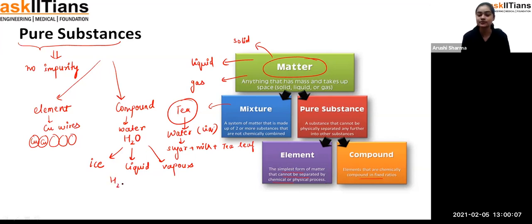That is H2O, right? Hydrogen is 2 and oxygen is 1, so they are present in the ratio of 2:1. Fine. So that's why we have matter, mixtures, pure substances, and pure substances divided into elements and compounds. Fine, students.